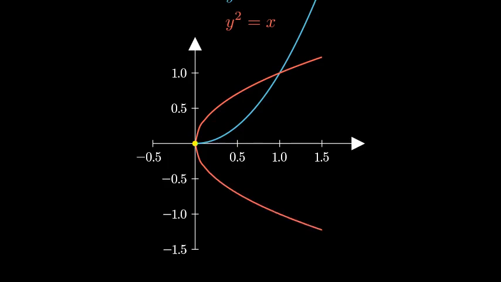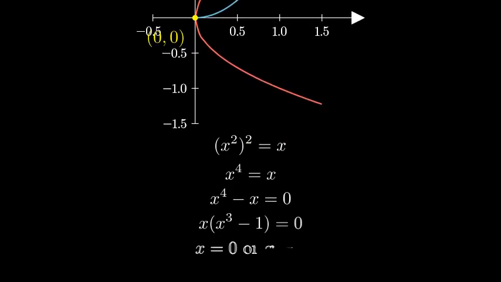Let's find them. When y equals x squared and y squared equals x, we can substitute: x squared squared equals x, or x to the fourth equals x. Therefore, x to the fourth minus x equals 0, or x times quantity x cubed minus 1 equals 0. So x equals 0 or x equals 1. The region we're revolving around the x-axis is bounded by these curves from x equals 0 to x equals 1.